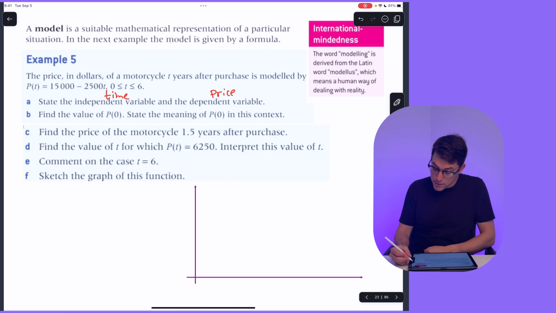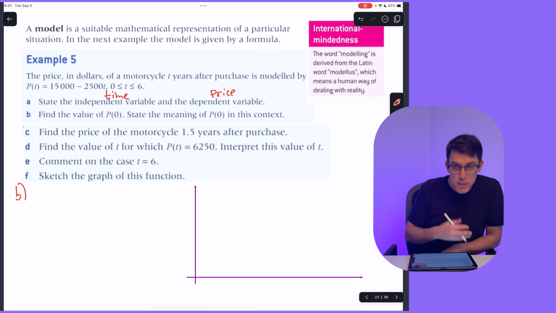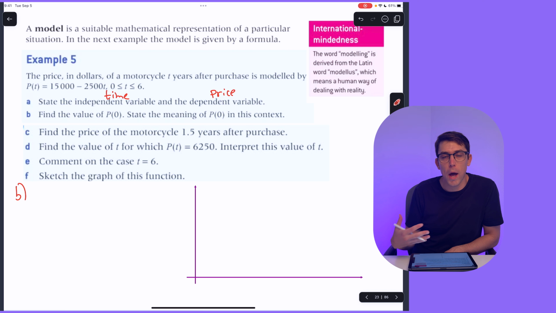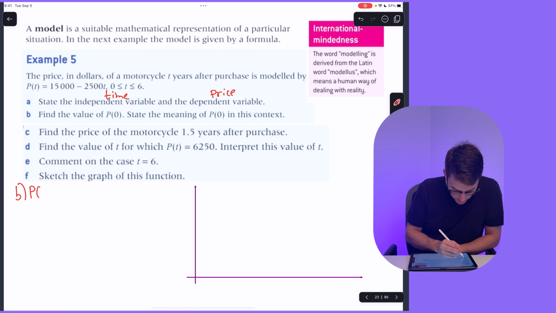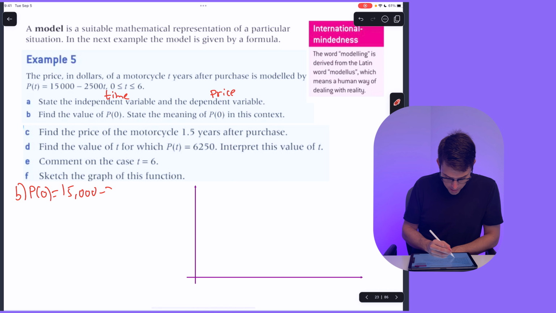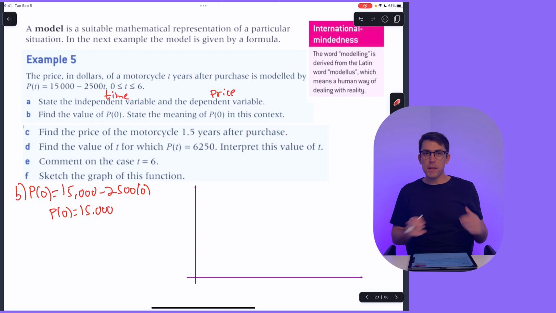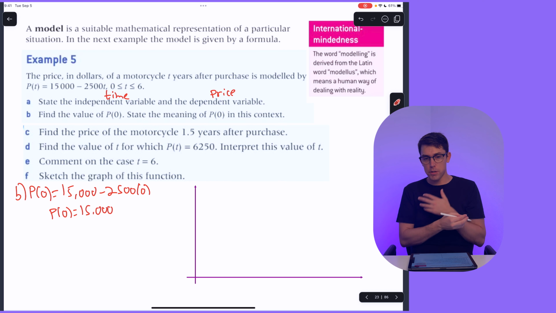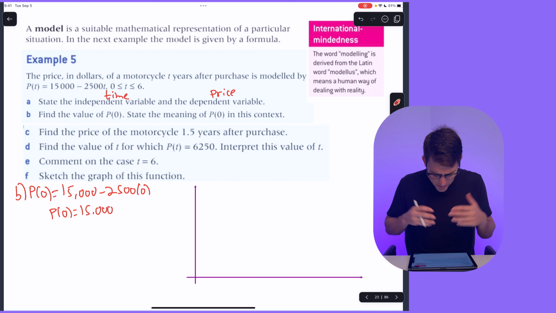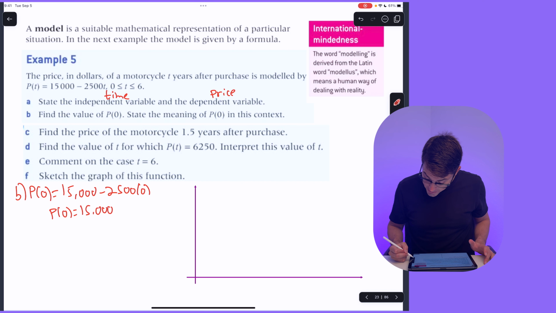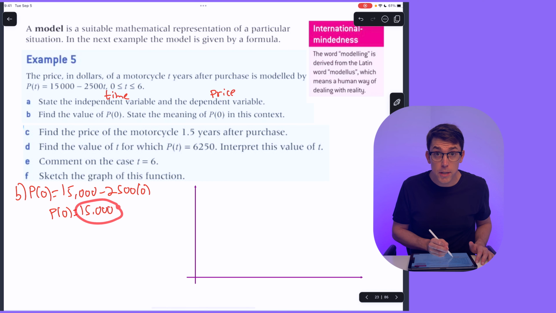So now let's find P of 0 and figure out what that means. Just like our last example, I just put in 0 as my input. So P of 0 is equal to 15,000 minus 2,500 times 0. P of 0 is just going to equal 15,000. So what does that mean in the context of the problem? Instead of writing it out, I'm just going to tell you, but of course you'd have to write this out if you were going over it on an exam. What this means is that this is the price of the motorcycle when 0 years have gone by.